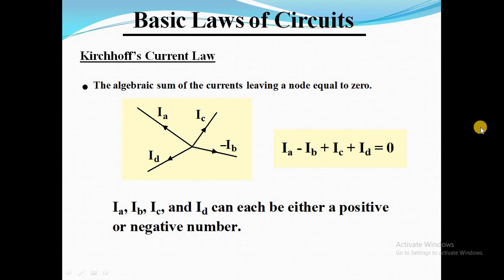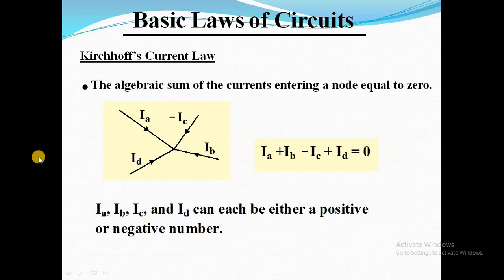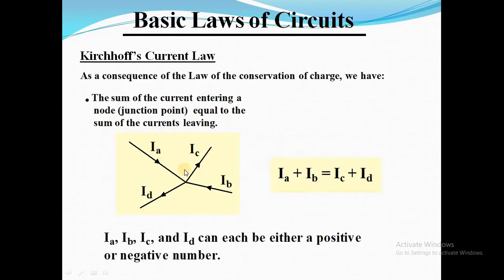Basic laws of the circuit. Kirchhoff's current law. Again we'll take another example. The algebraic sum of the currents at a node is equal to 0. So we have to take everything to the left hand side. Previously we were taking IA plus IB on the left and IC plus ID on the right side, but now we have to take all terms to the left hand side.